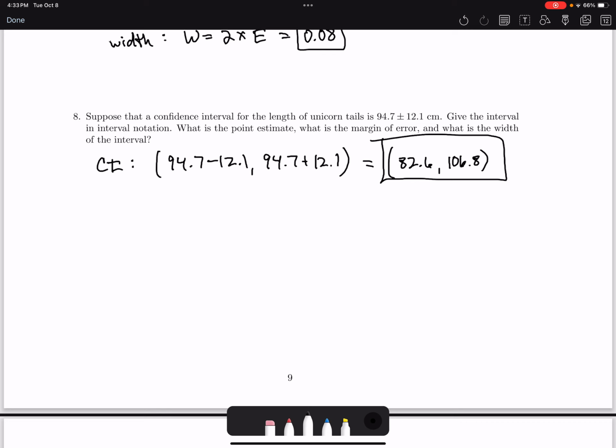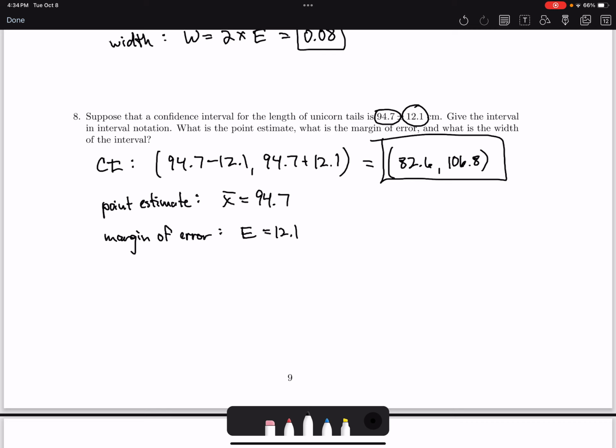The point estimate. Since we're estimating the mean here, the point estimate would be the sample mean x bar, which is this first number, 94.7. The margin of error, E, would be 12.1. That's that number right there.